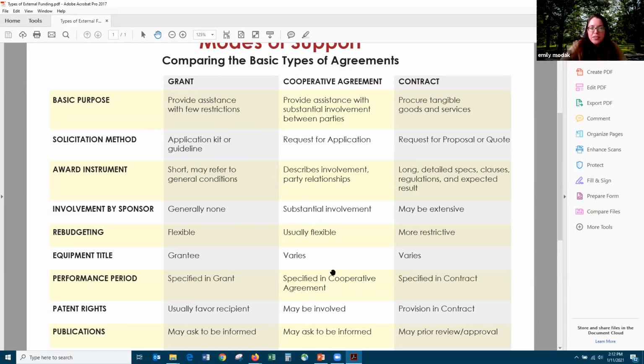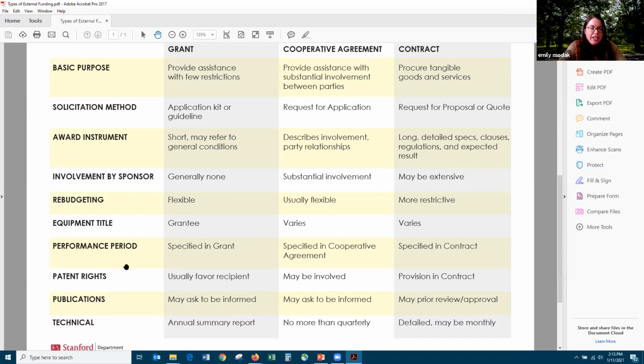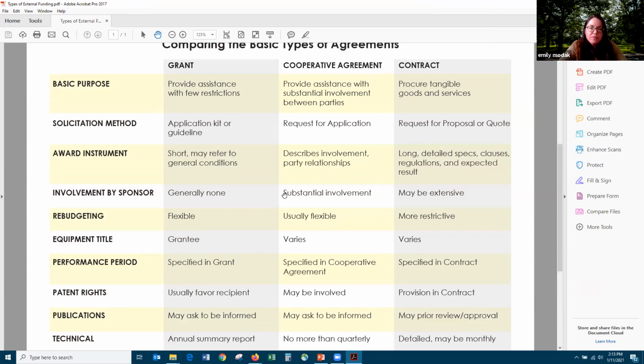The award instrument is usually a notice of award. It may be 4, 5, 6 pages long, typically. And then all the rest of the guidelines are pushed down into the NIH grants policy statement or the funder's program guidelines. Rebudgeting is typically flexible. You can see that equipment title, patent rights are generally favoring us as the recipient. And usually the technical reporting is just once a year, an annual report.